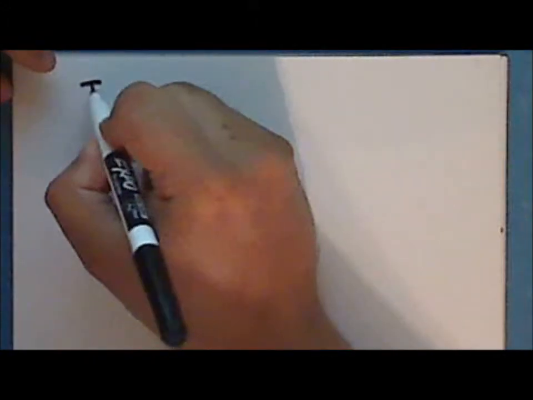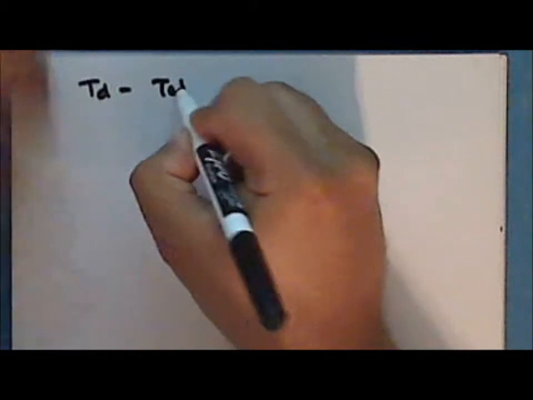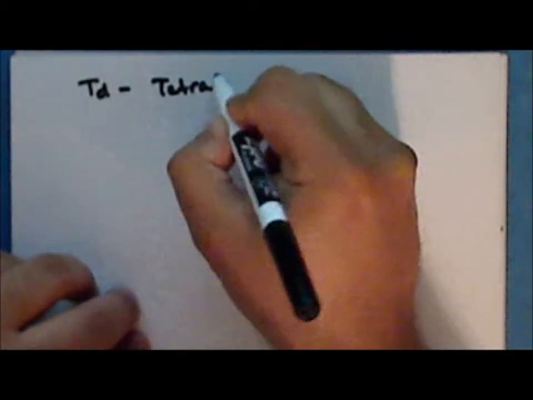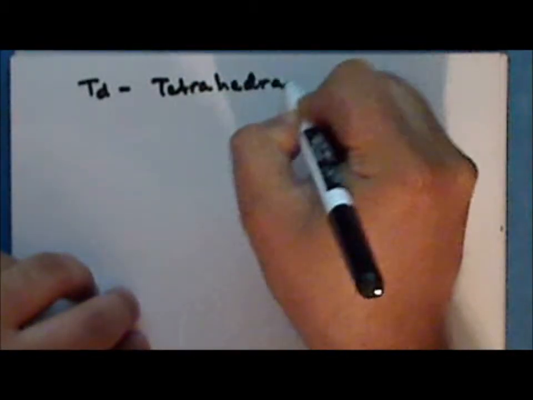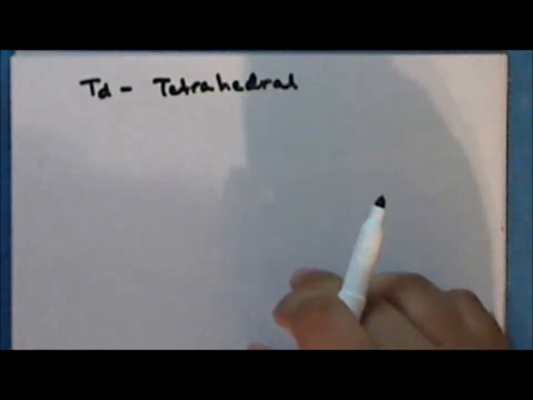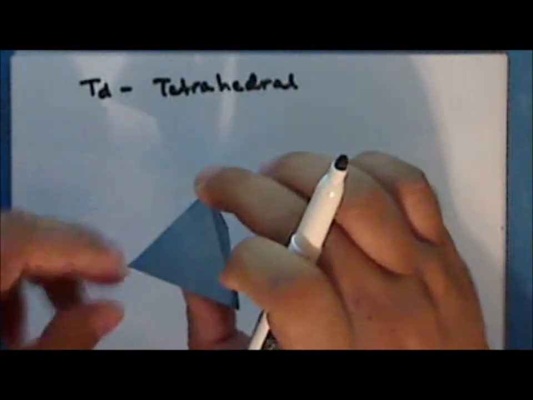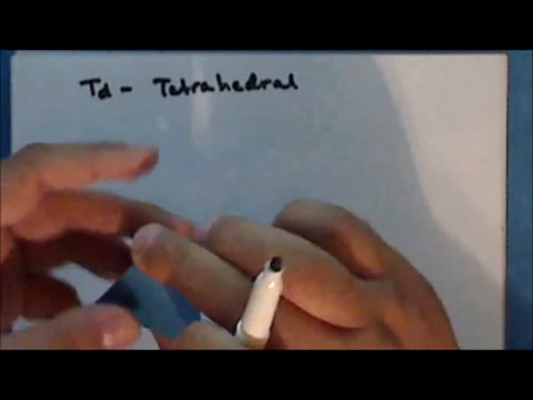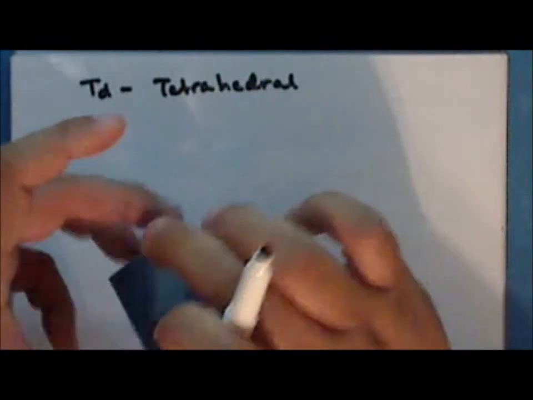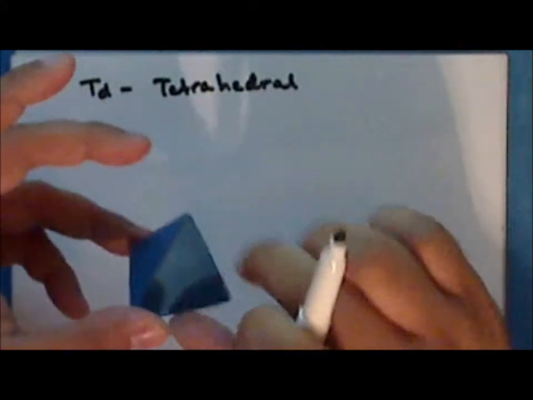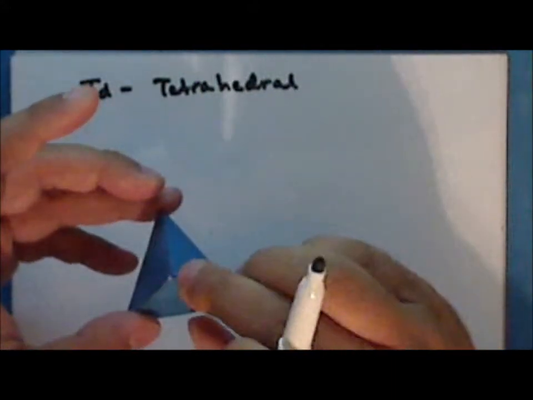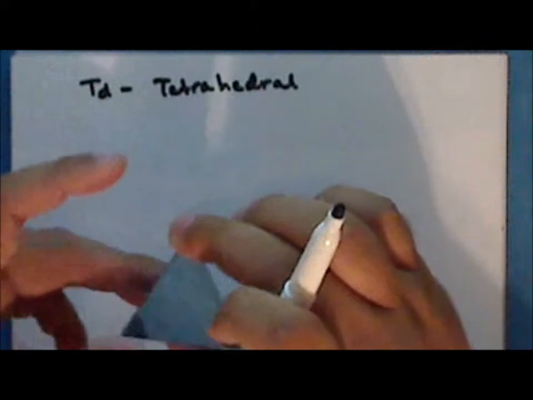Now the point group that is denoted T sub D is the tetrahedral point group. Now a tetrahedron has 4 faces, each of which is an equilateral triangle, 4 vertices with 3 faces meeting at each vertex, and 6 edges.